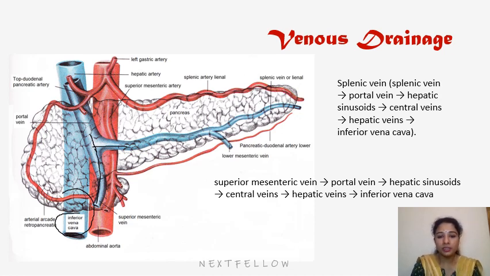The superior mesenteric vein also drains the blood of the pancreas, by the same procedure as the splenic vein. The blood drained by the superior mesenteric vein enters the portal vein, then the hepatic sinusoids and central veins, then goes into the hepatic veins and finally drains into the inferior vena cava.